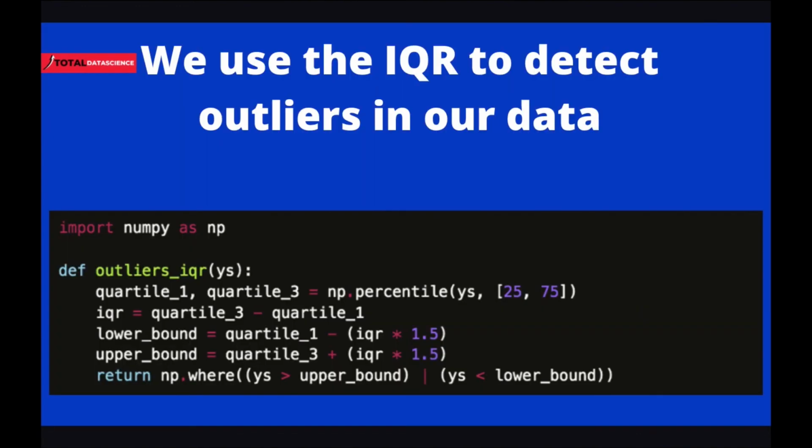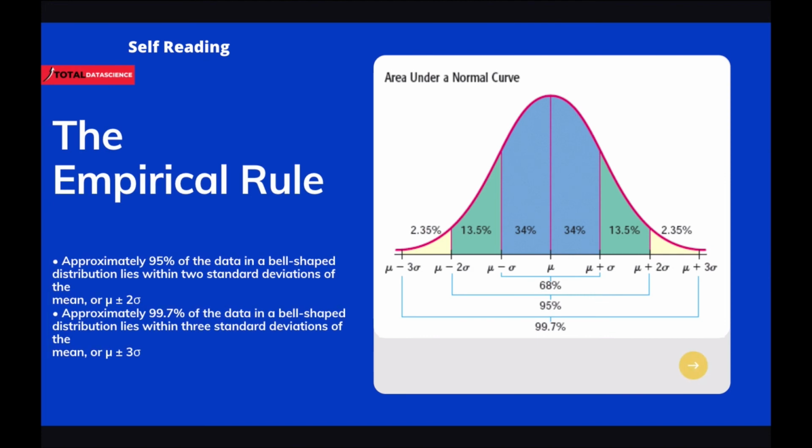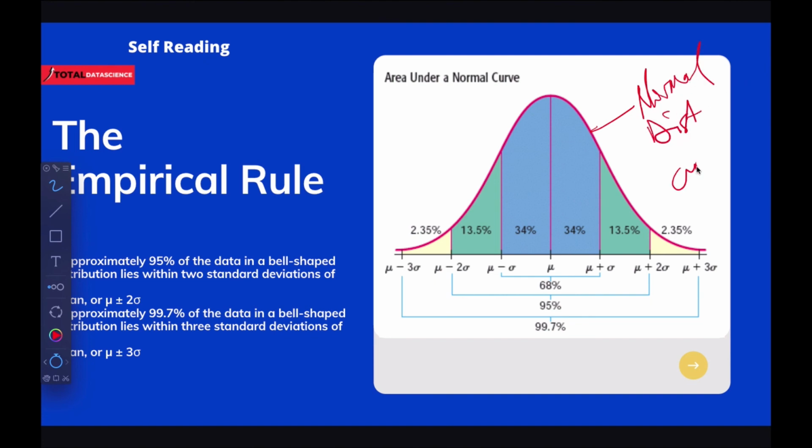Now let's talk about one more concept, which is the empirical rule. What the empirical rule is saying involves the normal distribution. If you're not familiar with this curve, this is just a normal distribution curve, and we're going to talk more about it. Just like the box plot, we're going to see this over and over again.